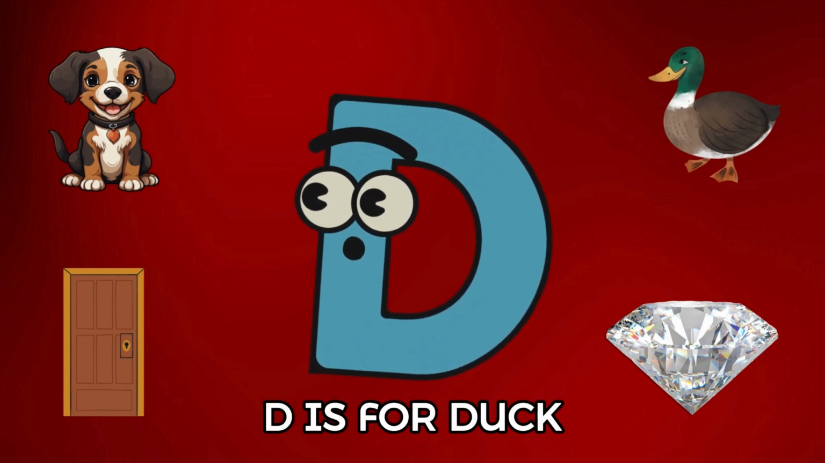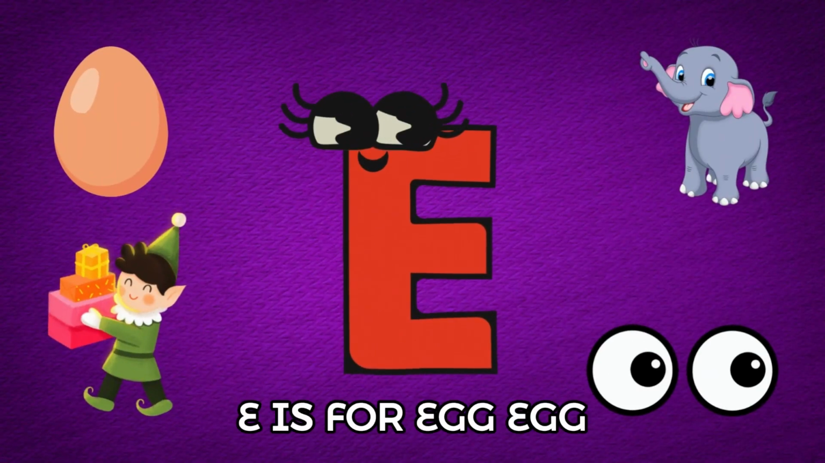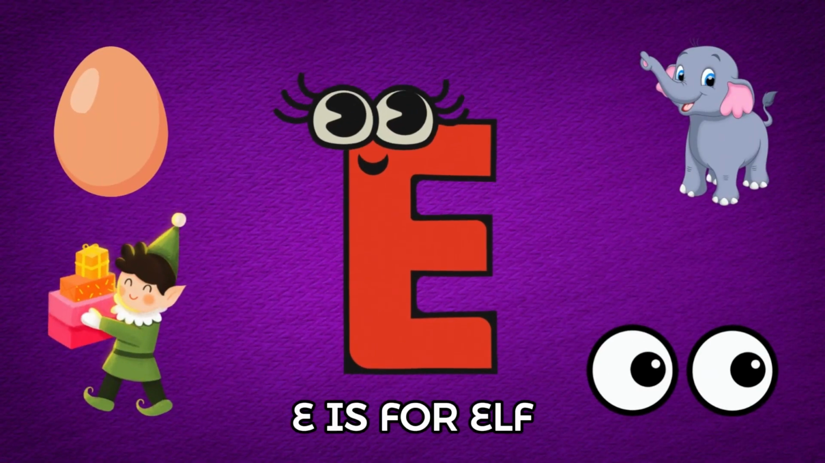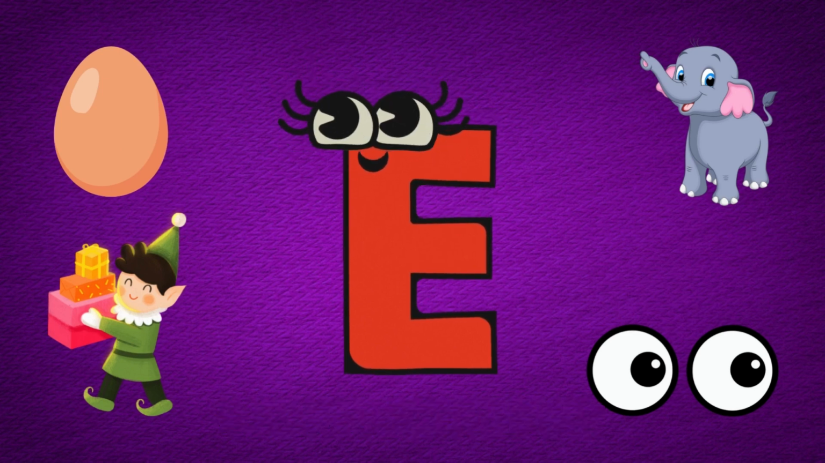D is for duck. D is for diamond. E is for egg. E is for elf. E is for elephant. E is for eye.